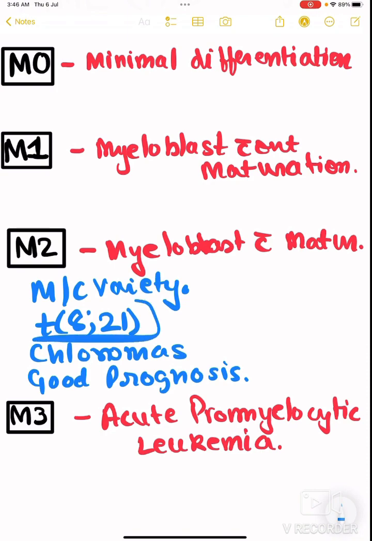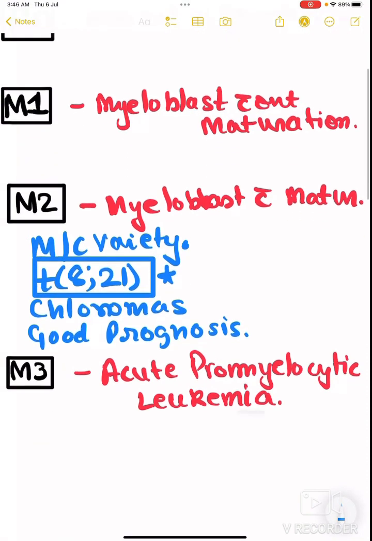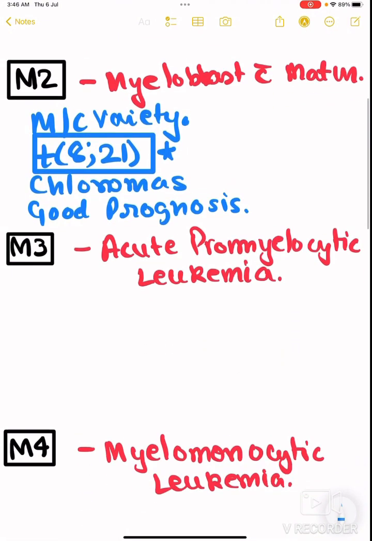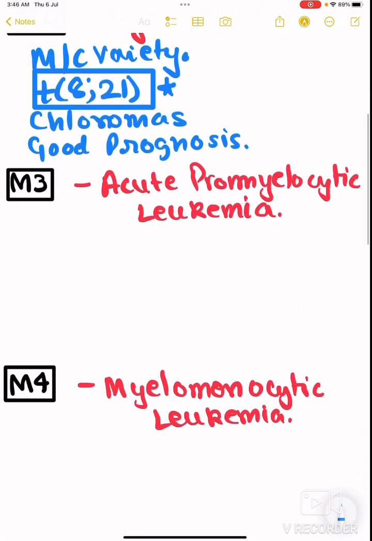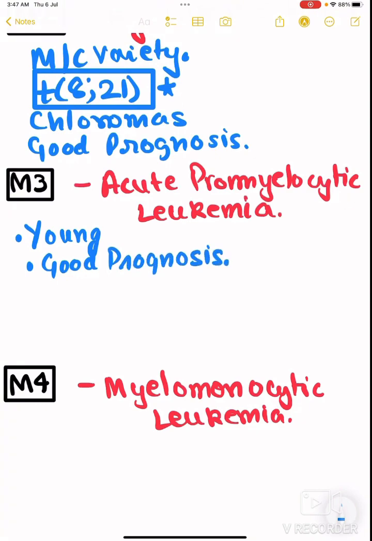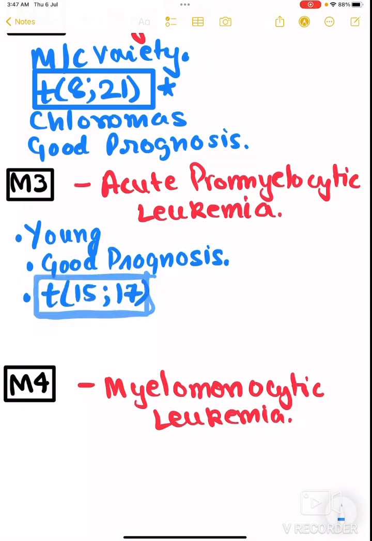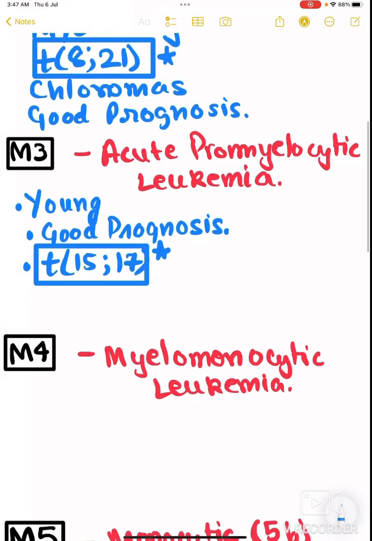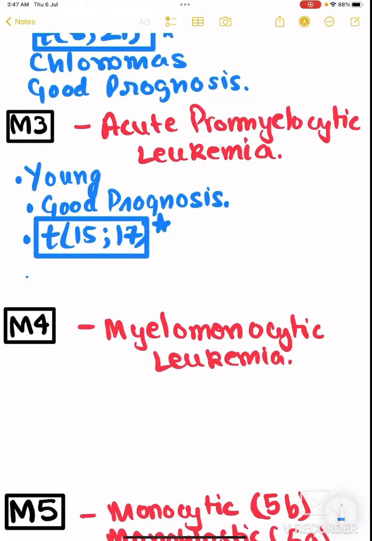The most important point over here is translocation. Mostly translocations are asked, so always look at these translocations and remember them. It is the most important thing. Now coming to M3. M3 is called acute promyelocytic leukemia. It occurs in young patients. It has good prognosis. Next, translocation 15;17 is present. This is extremely important, the most important stuff in the whole of this video, so you have to remember it.